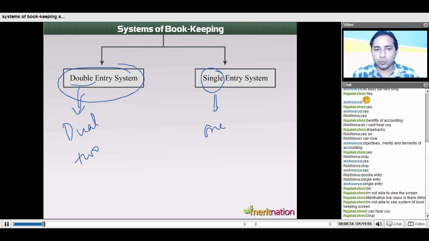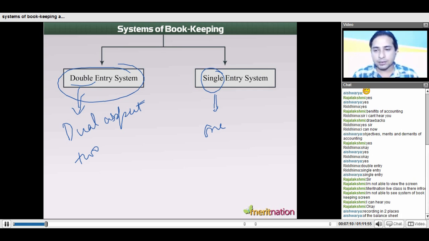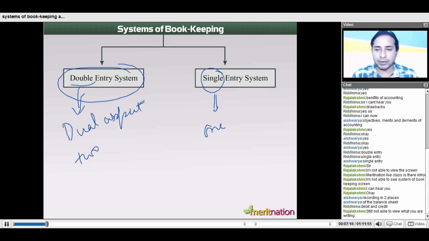So what do you know about this? Dual and one, what are we talking about? Anyone who can talk about this? Here, dual or one relates to what thing? Recording in two places, exactly. Aishwarya and Rajlakshmi, what I was trying to hear from you was the word aspect. So, dual aspect and single aspect. What do you understand by dual aspect? Of the balance sheet? Actually, let me correct you in that case. I will be coming up to that.